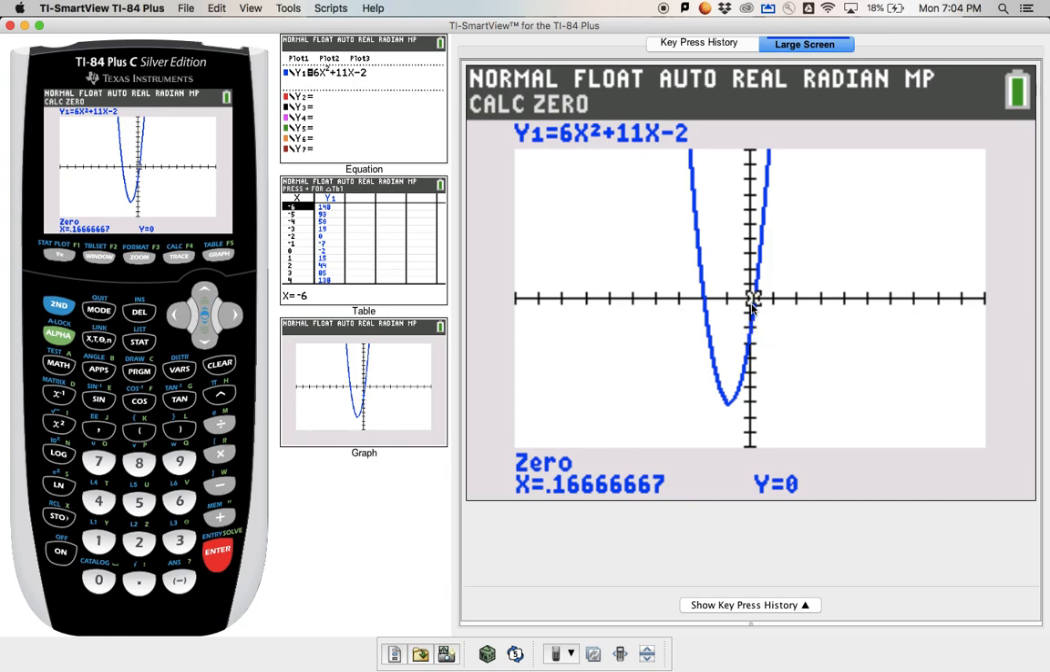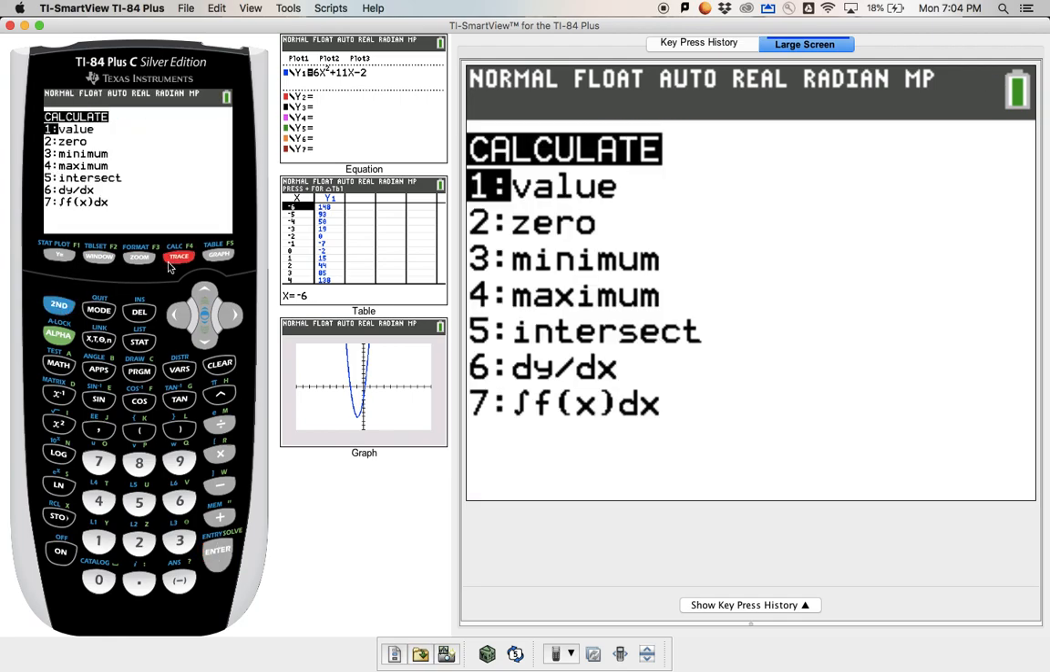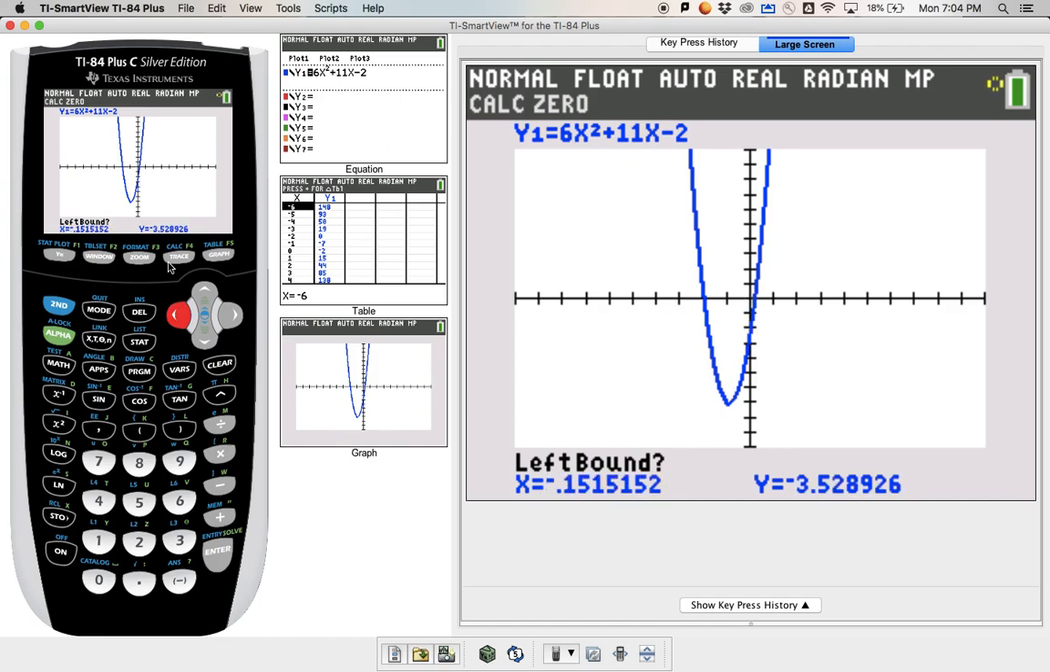That's 0.1667, which I believe is 1/6, if I remember correctly. But we'll just use a decimal here for now. Then from there you hit second, trace, and go to 0, and then scroll over to this other 0. It looks like it's at -2, but just to verify, we'll do all this again. Go to the left of your 0, it says right bound, go to the right of your 0, hit enter again, and one more enter, and yep, that was at -2.